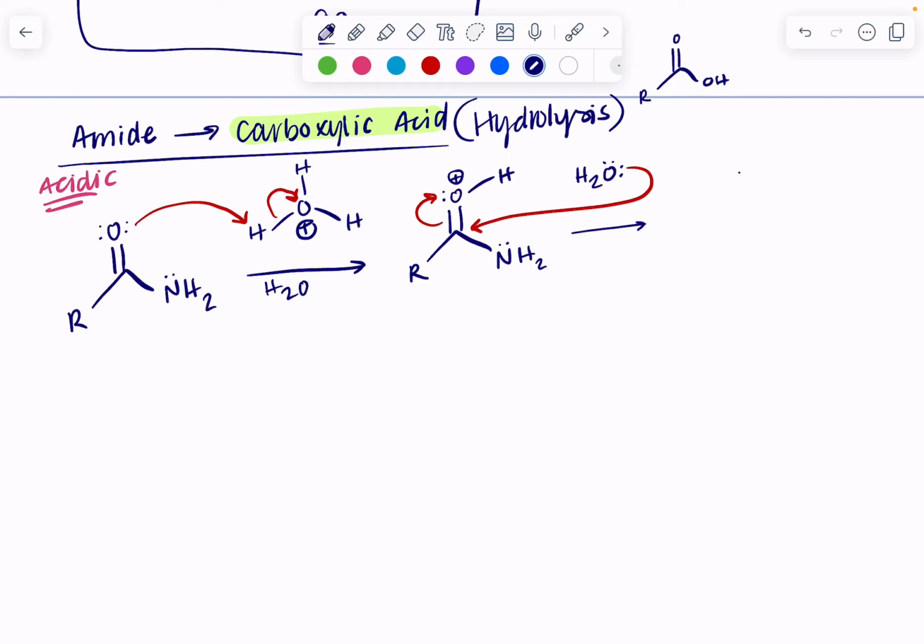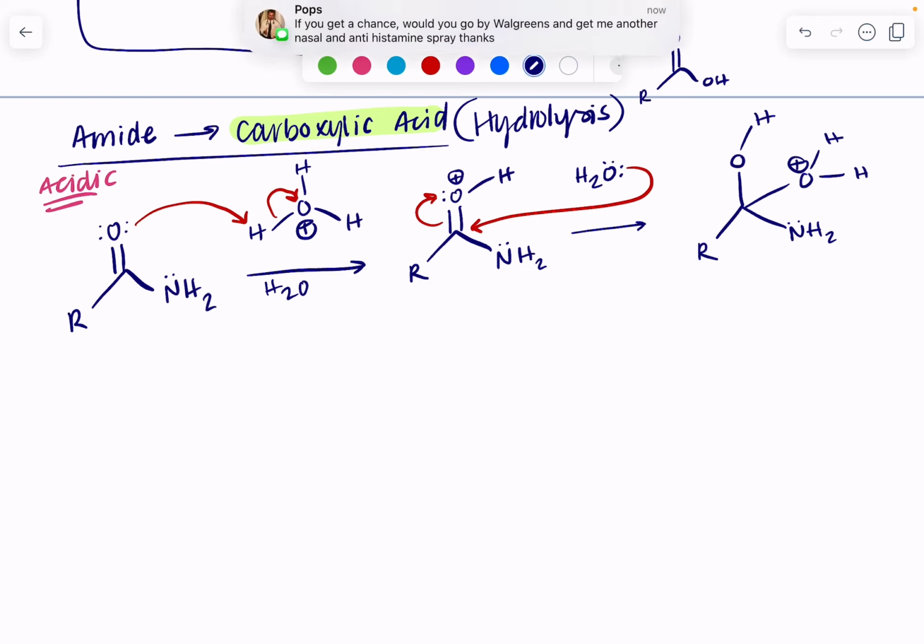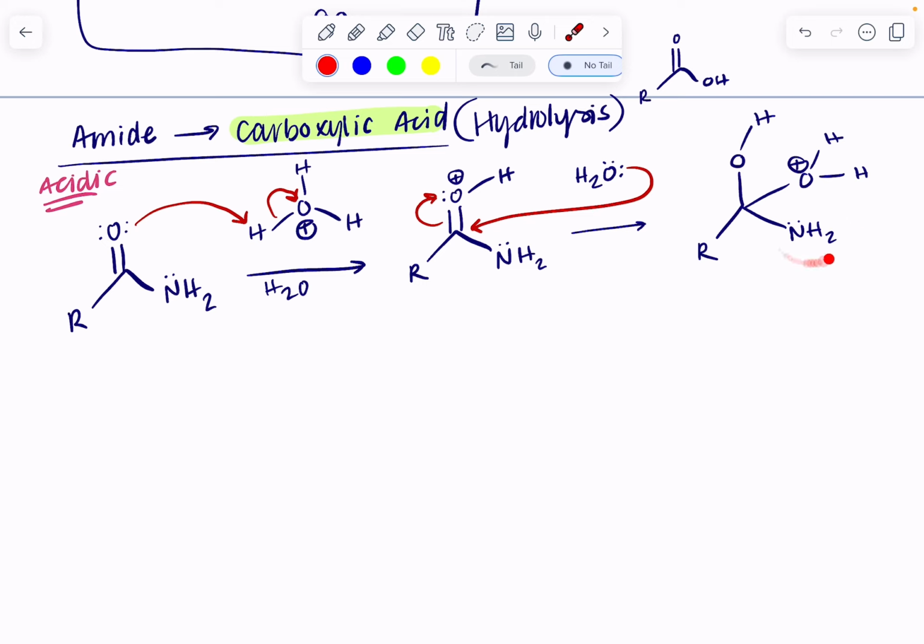And so now we're going to get this R group here. We still have our NH2. And now we have H2O, and we have an OH group up there. Now, make sure you get your charges. Since it's a water molecule, it should have a positive charge, just like in the last situation we saw. And now we want to get rid of the nitrogen group because we're trying to make a carboxylic acid.